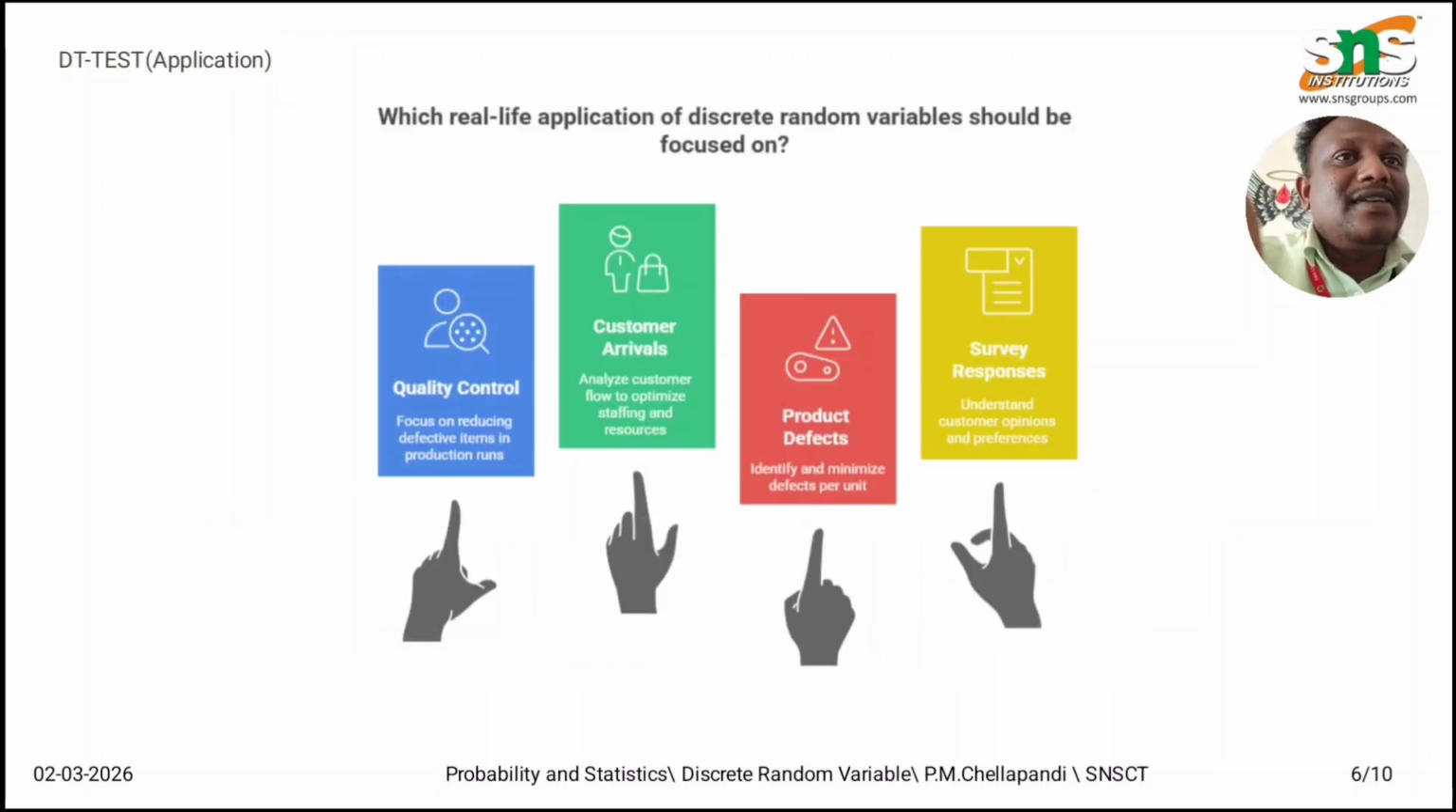Let us test this application. In a factory, let's assume x is the number of defective items. In a class, x is the number of absent students. Discrete random variables are widely used in machine learning, data science, and quality control, right?